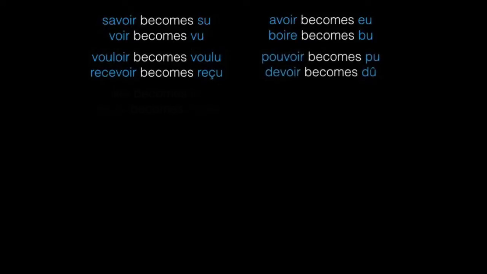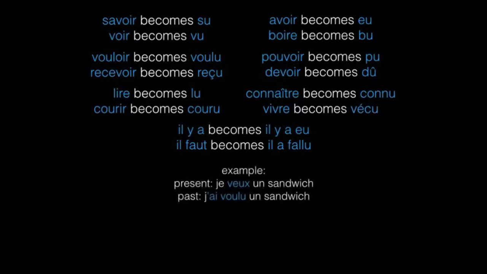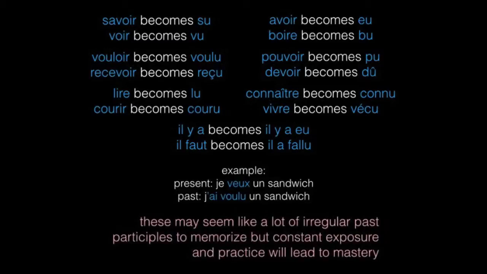Continued. Avoir becomes eu. That's pretty important. Il y a becomes il y a eu. And, for example, if in the present I say je veux un sandwich, veux is a form of vouloir, and that just becomes voulu in the past. So in the past I would say j'ai voulu un sandwich, or I wanted a sandwich. These seem like a lot of irregular past participles, but constant exposure and practice will lead to mastery.